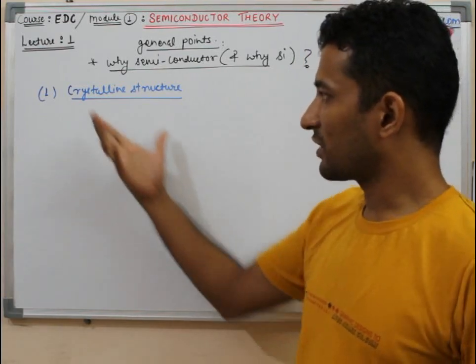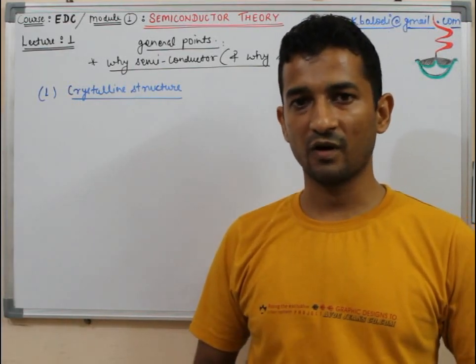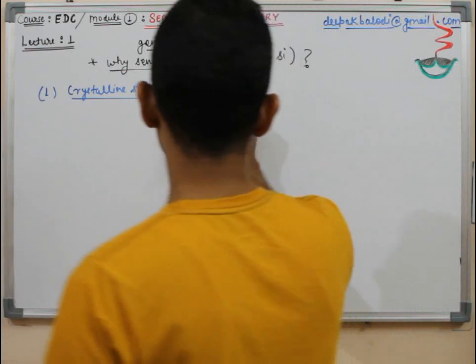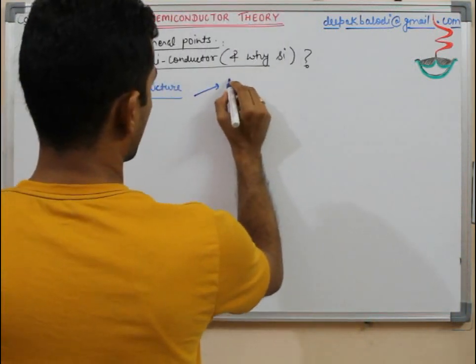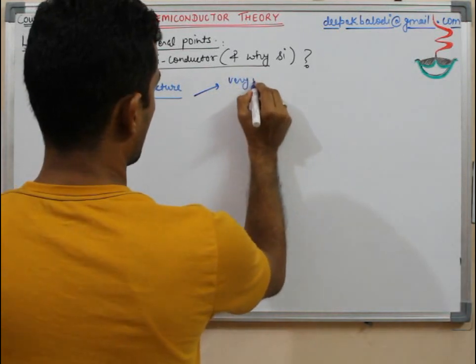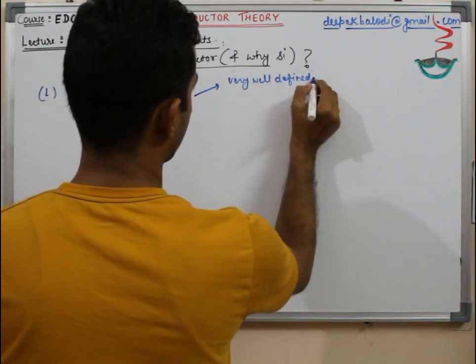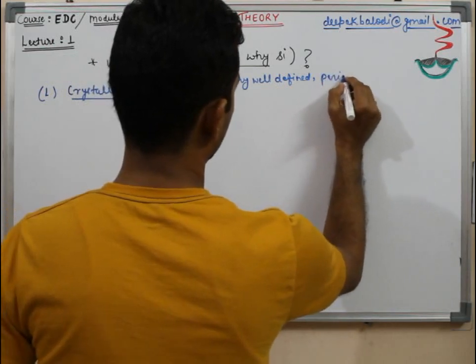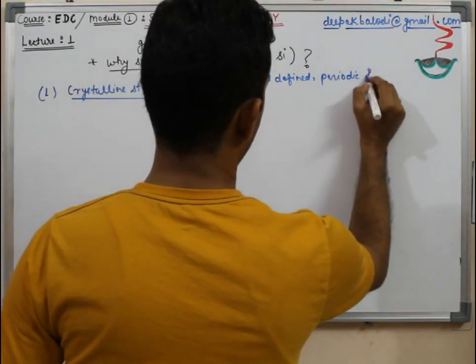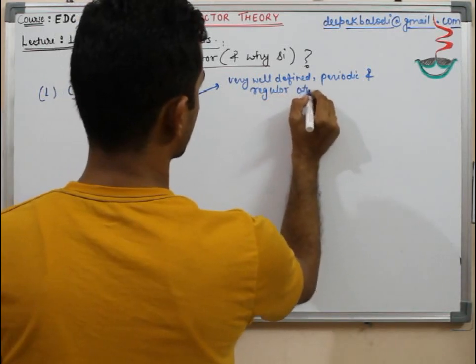So what if they are crystal? If some material is found in crystalline format, or if it is a good crystal, then basically the crystal is a very well defined, periodic and regular atomic structure.